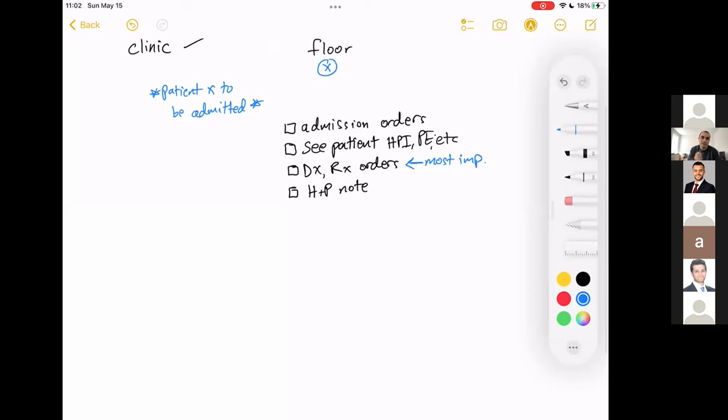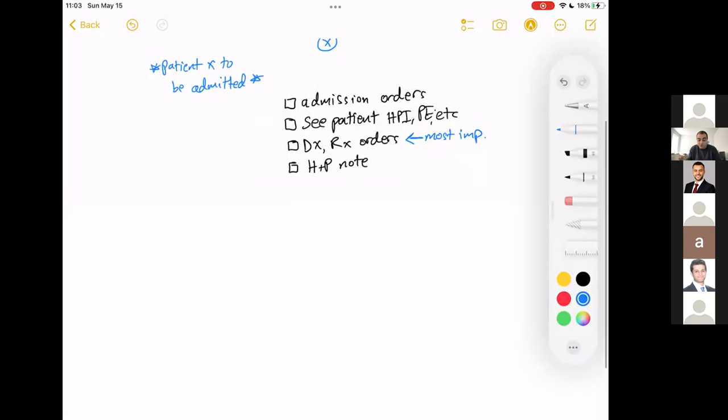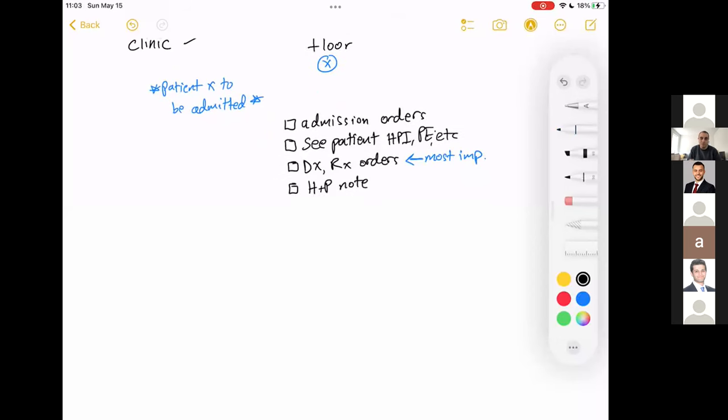Most of the time, you're the weakest link. People rely on you. Your attending and your senior are going to tell you, hey, give the patient antibiotics, do blood cultures. If you don't put in the orders, it's not going to happen. It's going to be delayed 24, 48 hours until someone notices that the order was never placed. So that's why I feel like this is really one of the most important things.